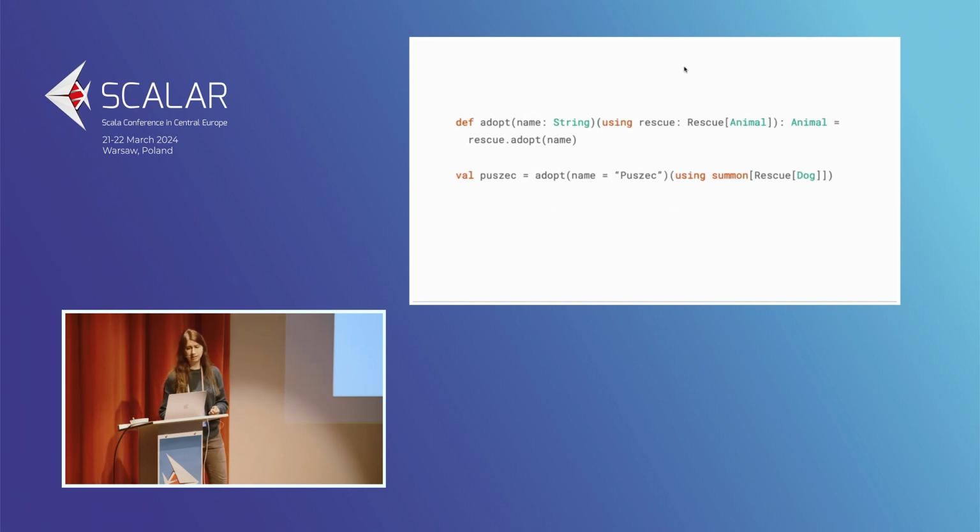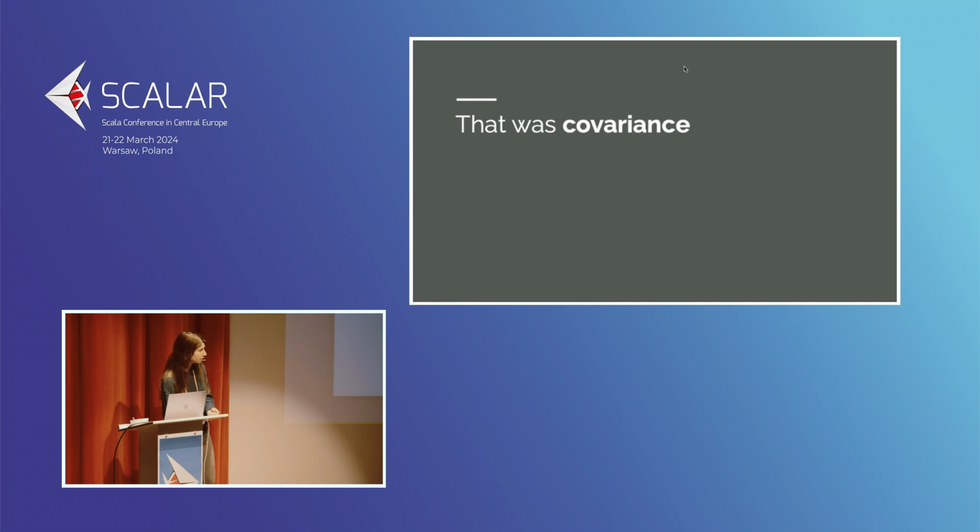This code now compiles. In fact, I can even remove the explicit summoning. The compiler is clever enough now to figure out where to find a valid instance of rescue animal. In this case, it's going to use the rescue dog. So that's all good. So that was covariance. That was the easier one of the two.